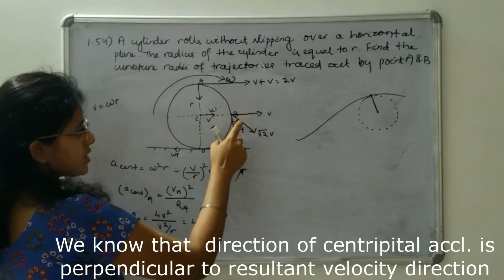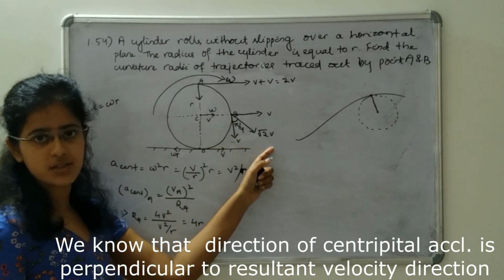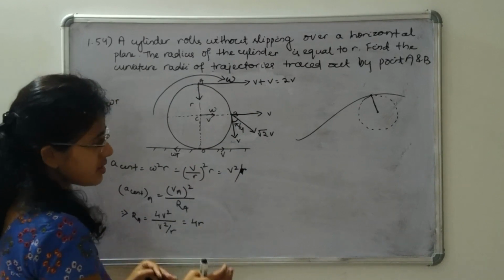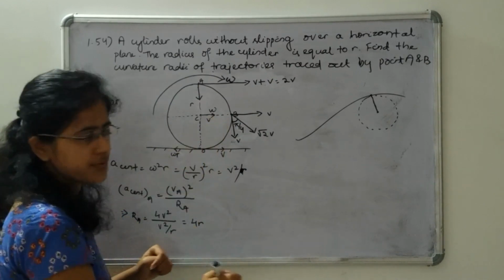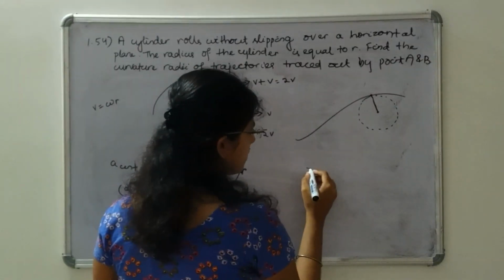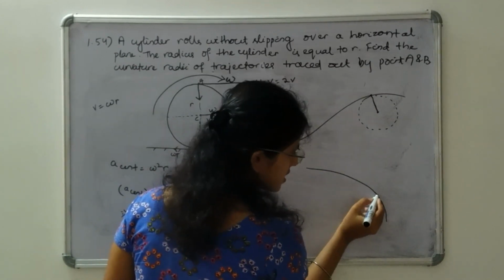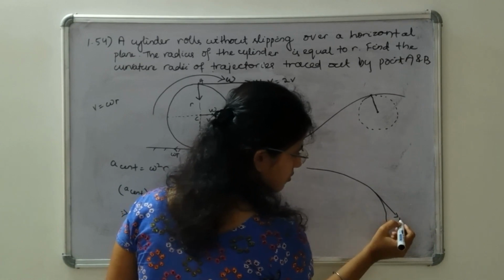Okay. Next, you have to consider point B. At point B, you see that the resultant velocity is root 2 V along this direction. That means if you are observing the cylinder from the ground frame, B makes a trajectory like this, where the resultant velocity is root 2 V.